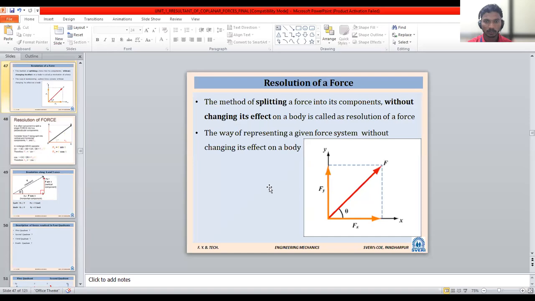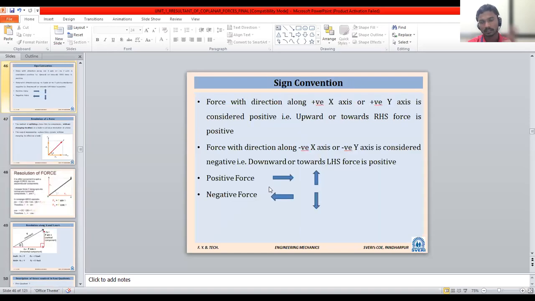Our part actually started the last-to-last lecture. Now just check what you are observing on the screen. Sign convention. Very good, it was expected. So with sign convention we started force resolution. This point is most important: which force we have to consider as positive and which force as negative. From here we actually started.